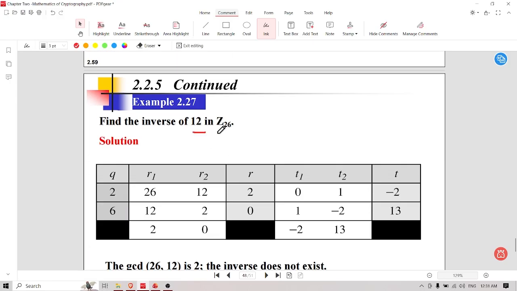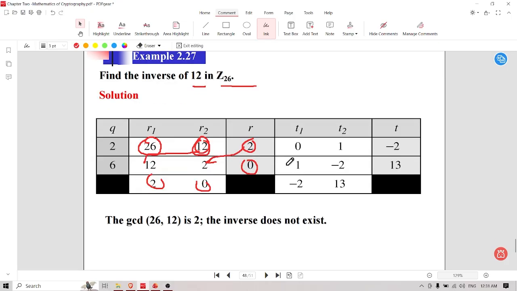Also you could do 12 and 26. It's quite easy. You just find 26 and 12. 12 multiplied by 2 is 24. The remainder would be 2. We will take the 12 and the 2 in here, and we will get 2 and 0 because in here we have the remainder of 0, and the GCD is 2. The inverse does not exist. That's why we will solve in here. We said that GCD of multiplicative inverse should be 1.